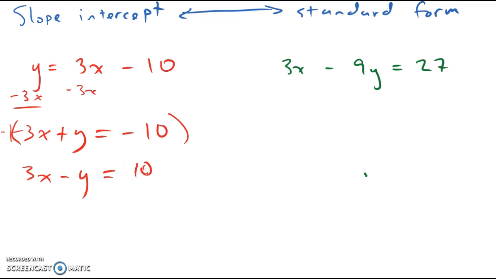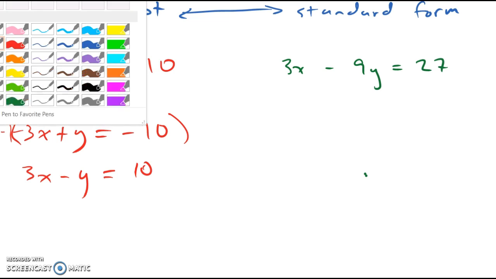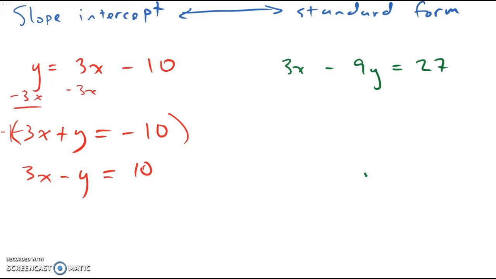Let's go ahead and look at this green one, which is in standard form right now, and we want to change it to slope-intercept form. In order to do that, we have to solve for y. Remember, it's y equals mx plus b, so the y needs to be by itself in the end. So we're going to subtract 3x from both sides.